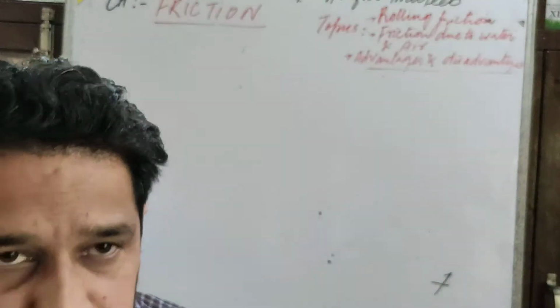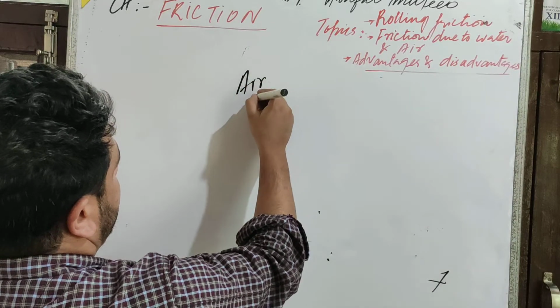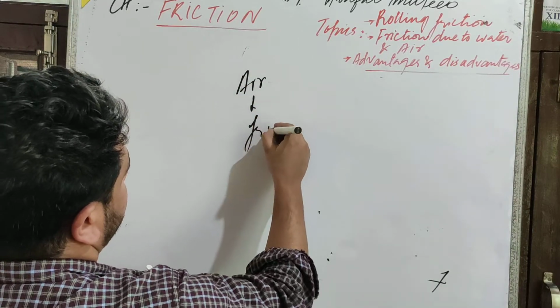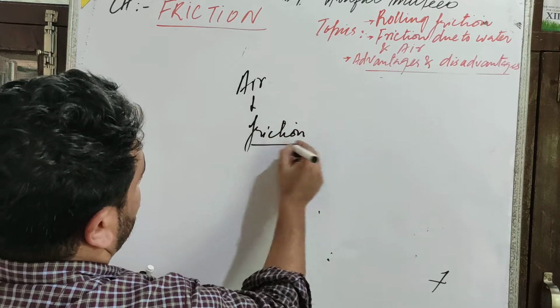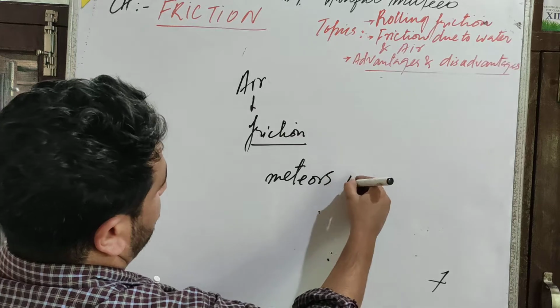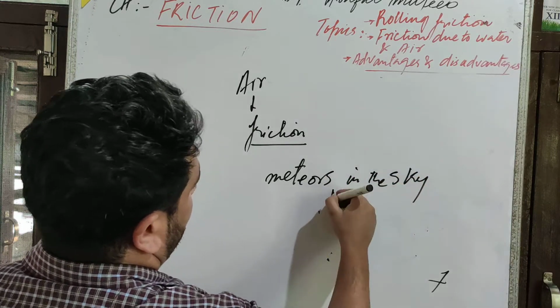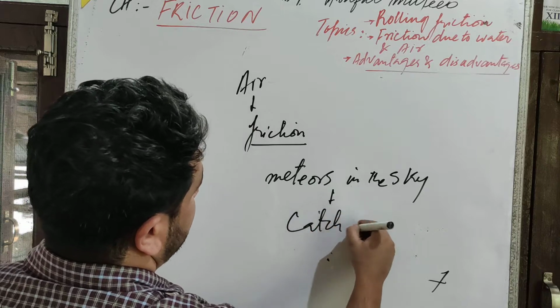Okay, here also the air exerts friction. You must have seen meteors in the sky, when they are falling, they catch fire. Why do they catch fire?